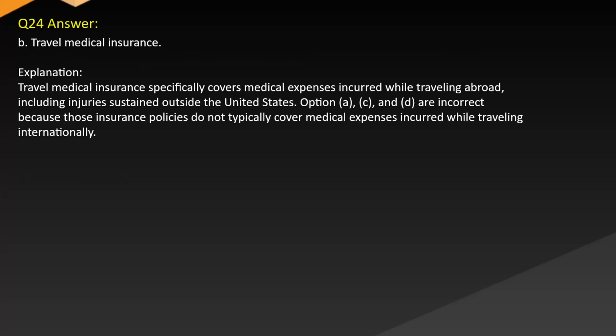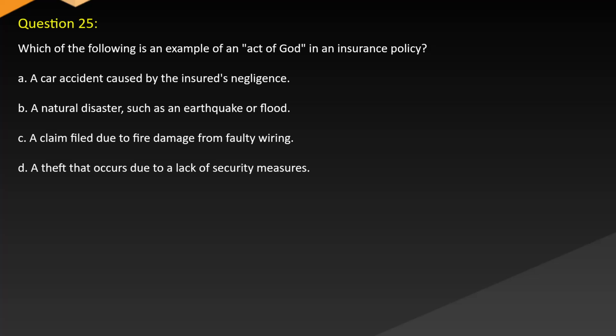Answer B. Travel medical insurance. Explanation. Travel medical insurance specifically covers medical expenses incurred while traveling abroad, including injuries sustained outside the United States. Options A, C, and D are incorrect because those insurance policies do not typically cover medical expenses incurred while traveling internationally. Question 25. Which of the following is an example of an act of God in an insurance policy?